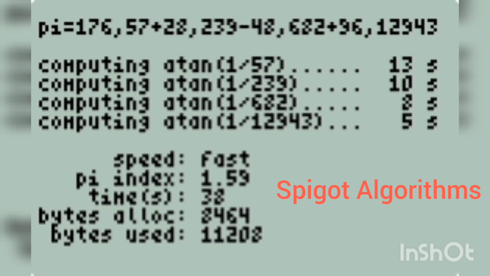A spigot algorithm is a type of algorithm used to compute the digits of a mathematical constant, such as pi or e, in a sequential manner, without needing to compute all of the preceding digits. In other words, spigot algorithms allow you to calculate a specific digit of a constant without having to calculate all of the digits that come before it. In other words, a spigot algorithm is an algorithm for computing the value of a transcendental number, such as pi or e, that generates the digits of the number sequentially from left to right, providing increasing precision as the algorithm proceeds. Spigot algorithms also aim to minimize the amount of intermediate storage required.